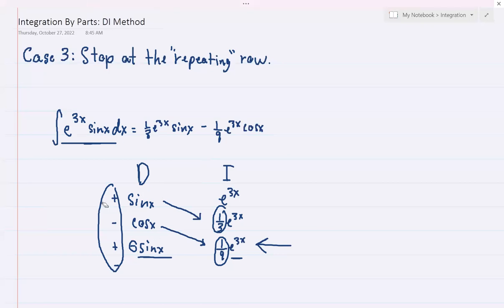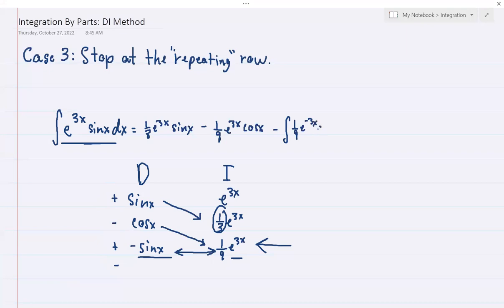Then lastly, when it comes to this one, what to do? Multiply these two together and integrate them. So negative sine x times 1 all over 9 e raised to 3x, so we will have negative 1 all over 9 e raised to 3x. Then integrate them. So we will have 1 all over 9 e raised to 3x times sine x. See? That's how you do it.